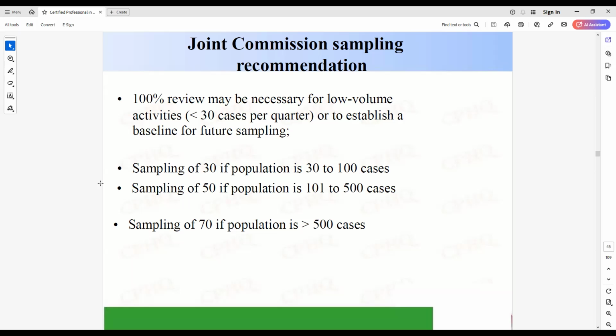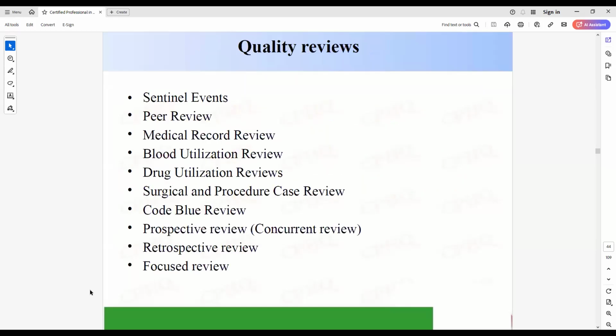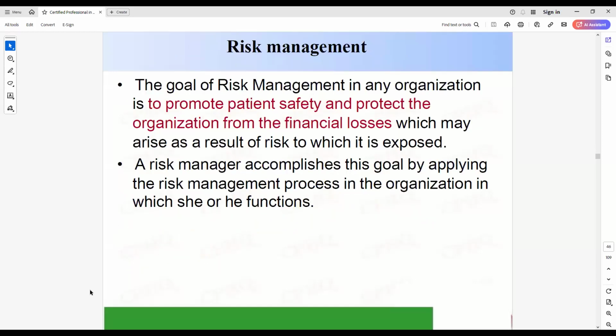Now, again, most of the data collections or samples actually have evidence-based tools that tell you which sampling technique you should be using. But this is one example of the Joint Commission examples. So here were details of the different reviews and different activities used within the quality processes. And now we move into the risk management example.